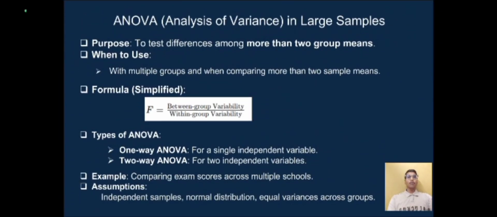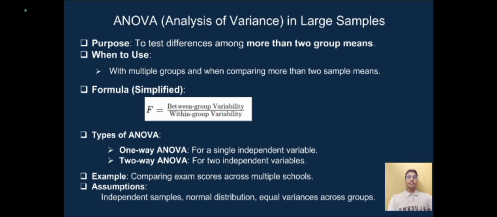ANOVA, analysis of variance, in large samples. Purpose: to test the differences among group means. ANOVA extends beyond two groups, letting us compare multiple group means to see if there is a statistically significant difference among them. And the formula: ANOVA calculates an F ratio by comparing the variability between groups to variability within groups, with a higher F indicating a more significant difference.